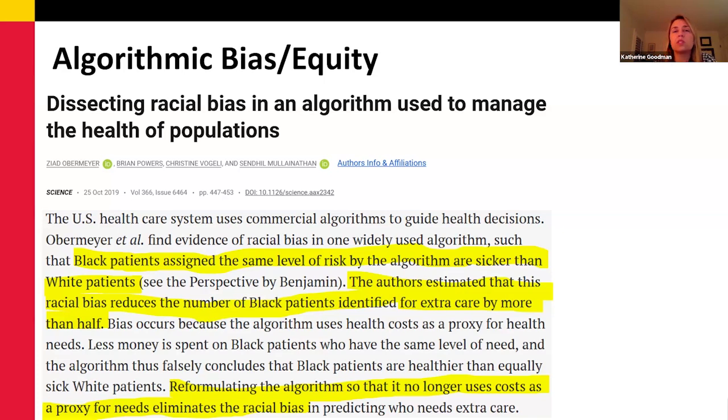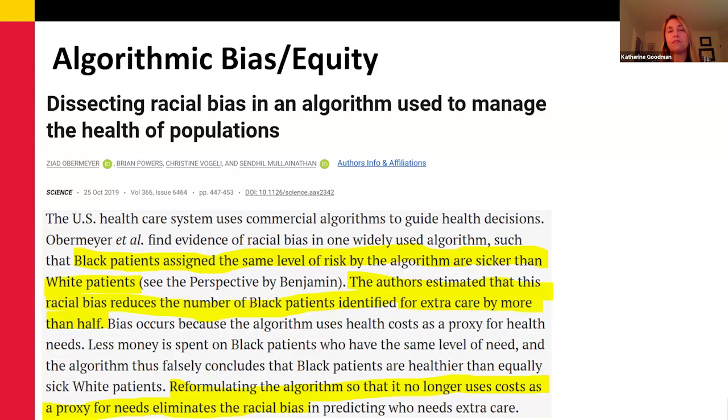What they examined was a large commercial algorithm that was actually less used by hospitals and more by insurers and other managed care providers to identify high-risk patients for targeted interventions. For example, community interventions, follow-up with text messages, better management of chronic care conditions. And so all of this relied on being able to target those highest risk patients.